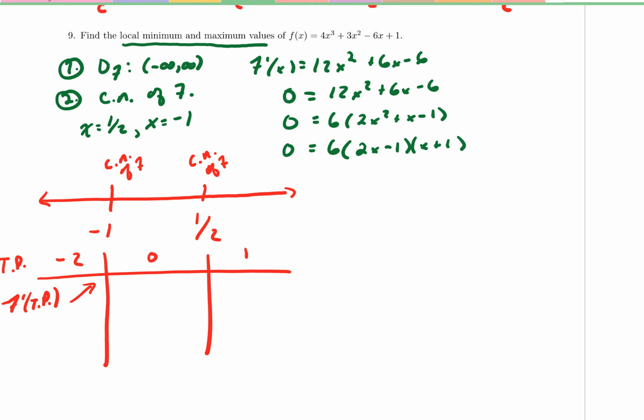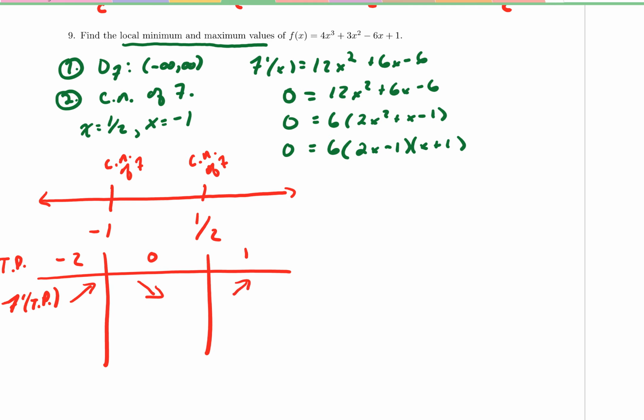If we were to plug in 0, this factor would be positive, this factor would be negative, this factor would be positive. We'd find that we're decreasing on that interval. And if I plug in 1, let's see here, this factor will be positive, this factor, everything will be positive here, and so we end up with this.